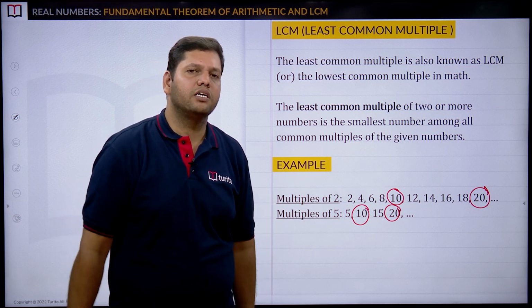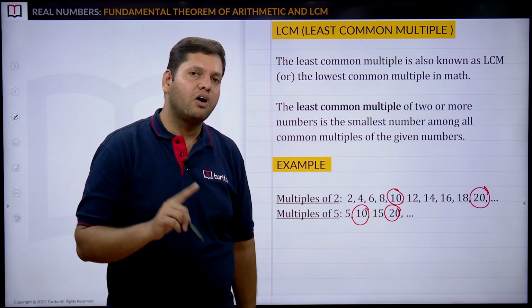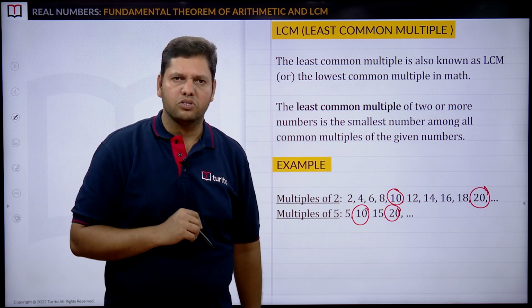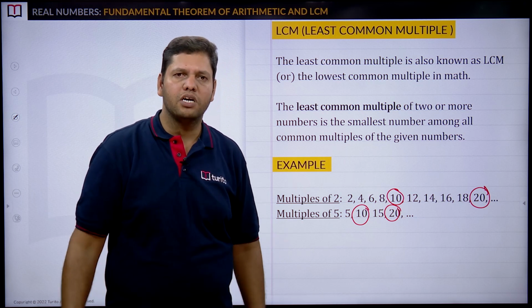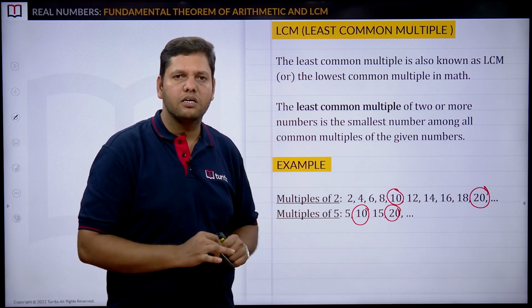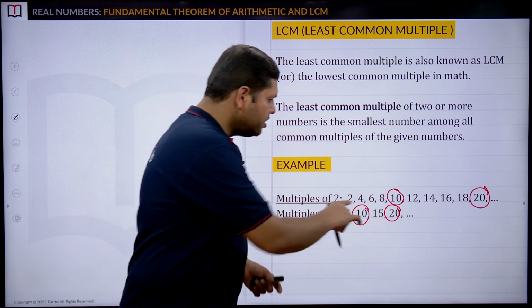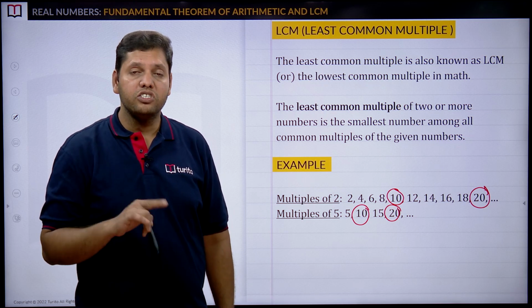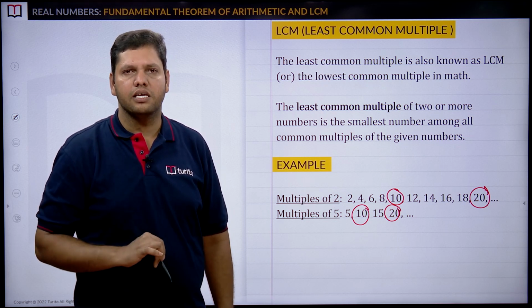But my question is, which number do we have to select as the LCM? We got 2 common multiples, and we have more than 2 also, but I am not writing all of them. I am selecting only 2: 10 is a common multiple and 20 is also a common multiple. My question is, which number do we have to select as the LCM?